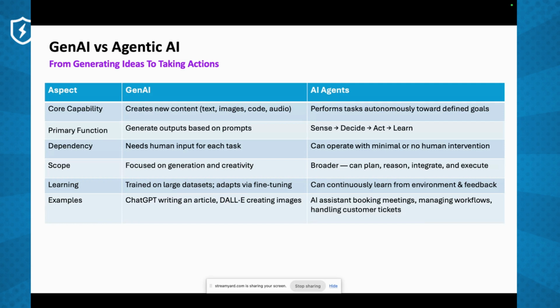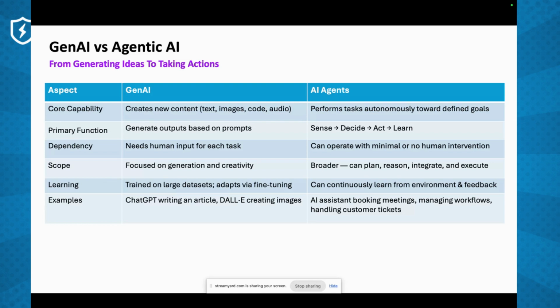I'll just pick one or two, but this is one of my favorite slides because this helps me explain it to a person who has basic knowledge of AI, Gen AI, to understand what is the difference between Gen AI and agents. Think from the perspective of primary function, point number two. In Gen AI, the primary function is that it generates output based on prompts. But in AI agents, we are talking about something which can sense, decide, act, and learn, right?